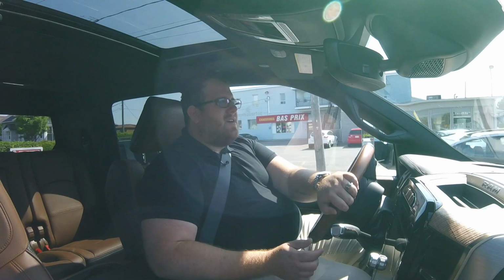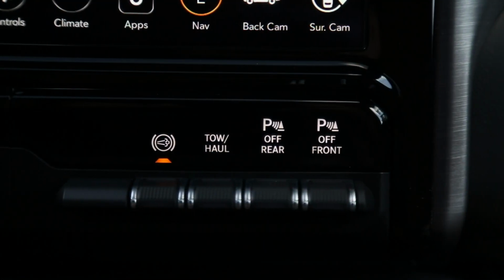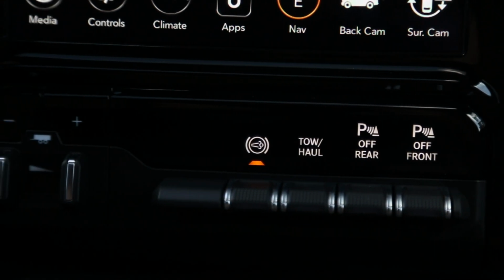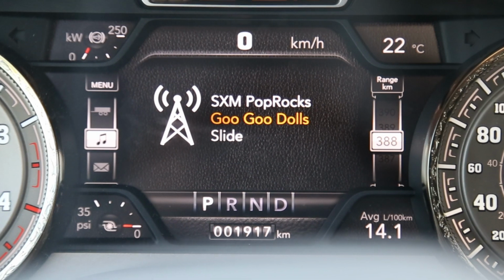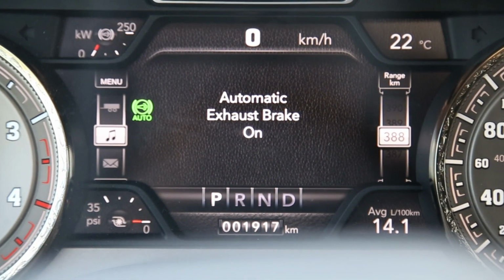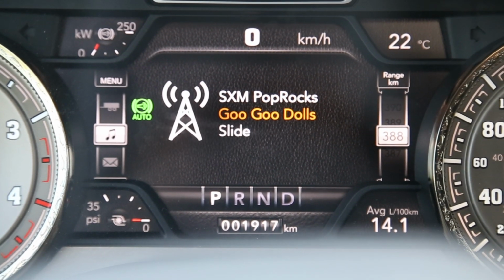And something that you don't get on the half-ton pickup trucks, and you don't get it even on the half-ton pickup trucks that have their smaller diesel engines. It essentially allows the engine to slow down without having to use your brakes as much. So we currently have it in automatic mode. If you're going down a hill, it will automatically use the exhaust braking to help slow you down or keep you at about the same speed.